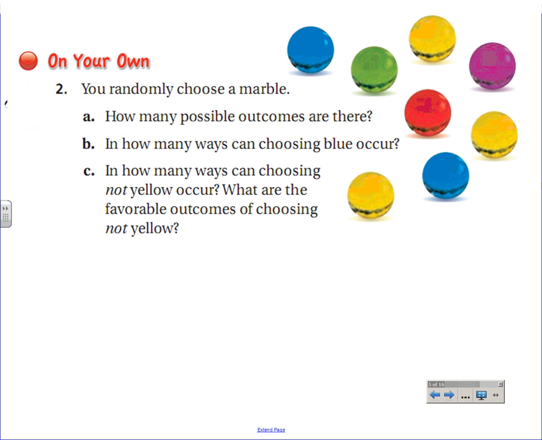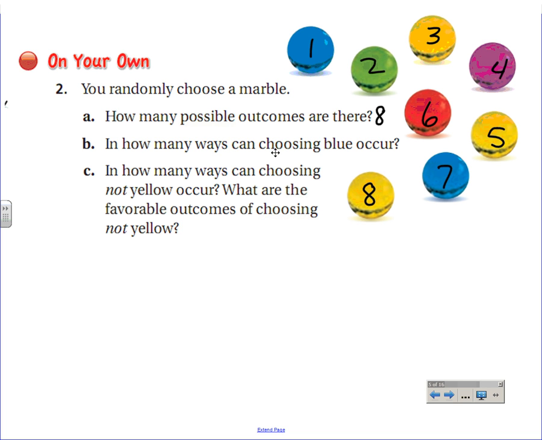All right, let's look at another question. I have a bunch of marbles here. It says I randomly choose a marble. I want to know how many possible outcomes there are. Well, I'm going to count the marbles to see how many there are. So there's 1, 2, 3, 4, 5, 6, 7, 8 marbles, so there's 8 possible outcomes.